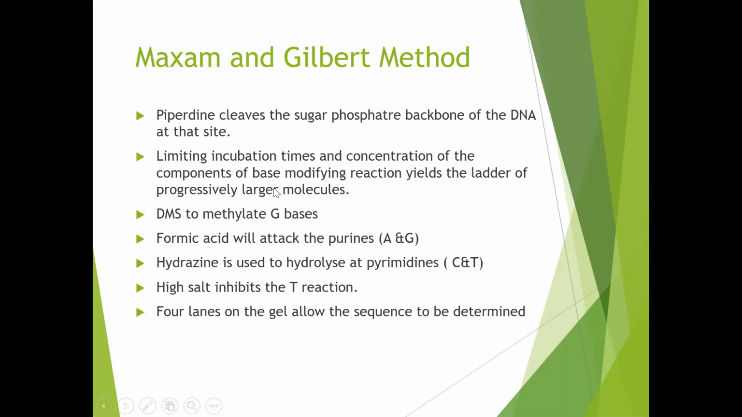In order to achieve the ladder of progressively larger molecules, say for example, G is there at 3 positions. There should be one cleavage at one G, another cleavage at another G, and a third cleavage at the third G. All the 3 Gs should not be cleaved in one fragment. So in order to achieve that kind of ladder of progressively larger molecules, we need to control the incubation time and the concentration of the components in the base modifying reaction.